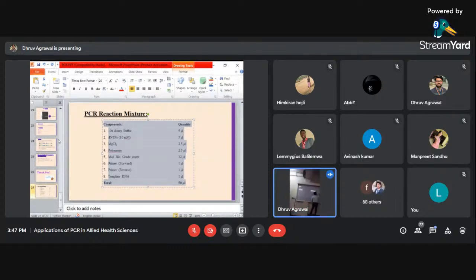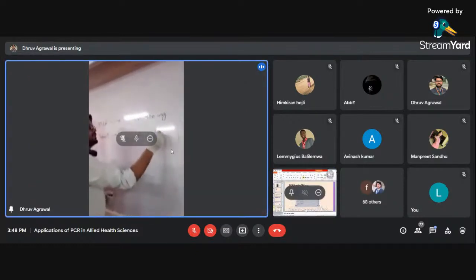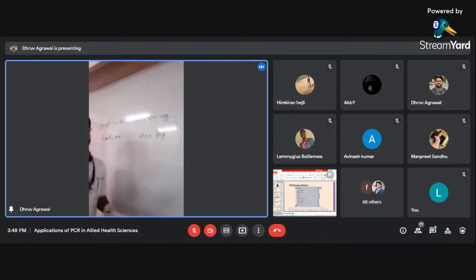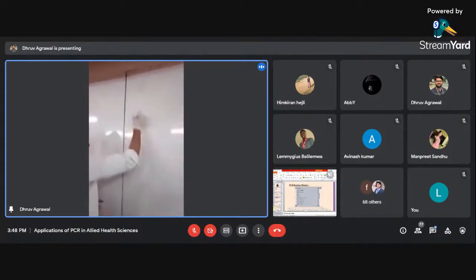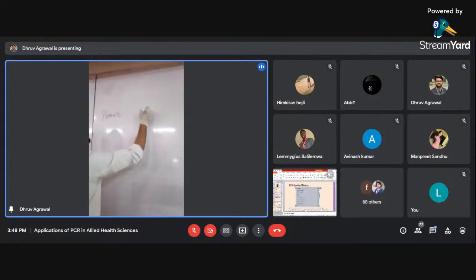For DNA, we have 200 to 400 nanogram. And for primer, you have 200 picogram. So whenever you purchase a primer, the concentration will be in micromolar.